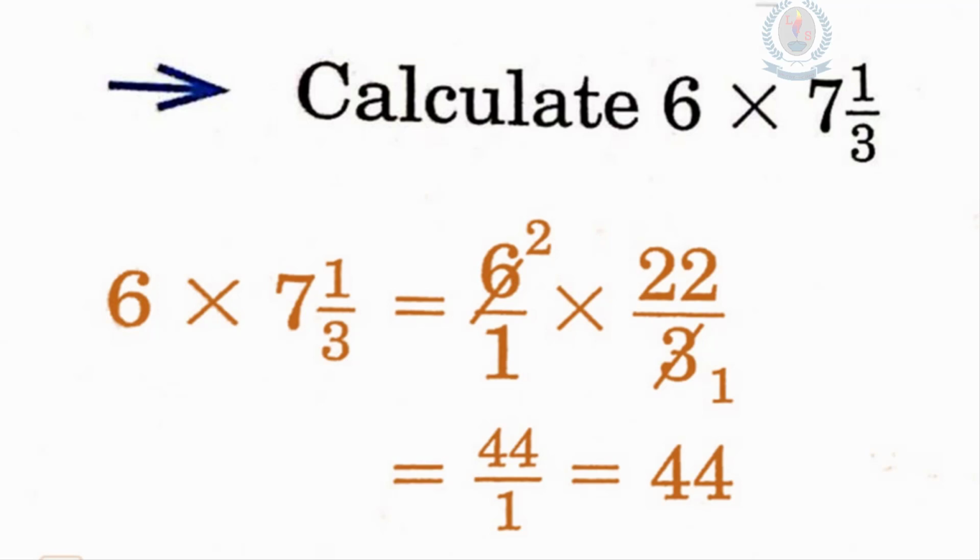Now the normal way that we have studied earlier, the first fraction numerator and the second fraction denominator can be simplified with the common number 3. So when you simplify, you get the products 2 multiplied by 22 and 1 multiplied by 1. So 2 multiplied by 22 is 44 divided by 1. Any number divided by 1, the answer is the same number again. Okay, so 44 divided by 1, the answer is 44.